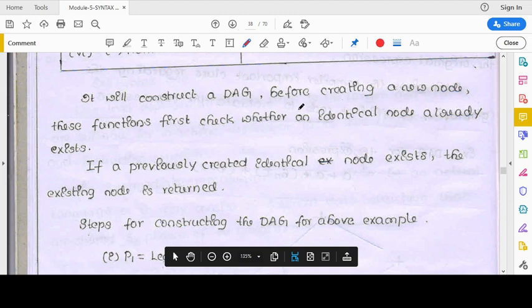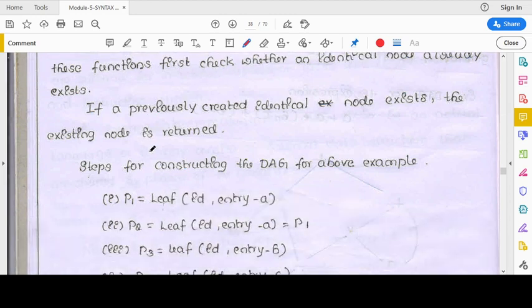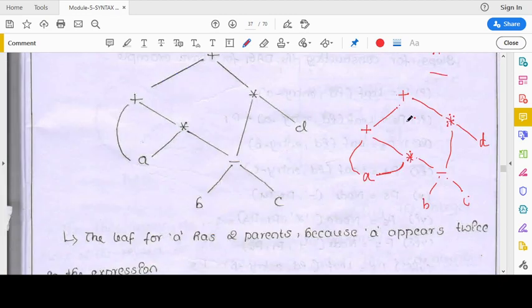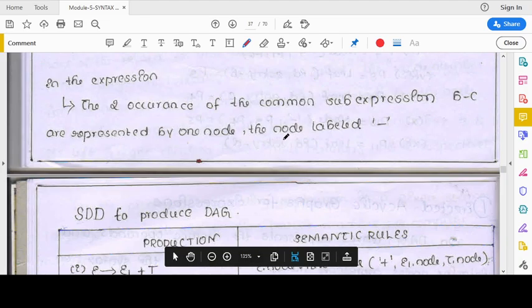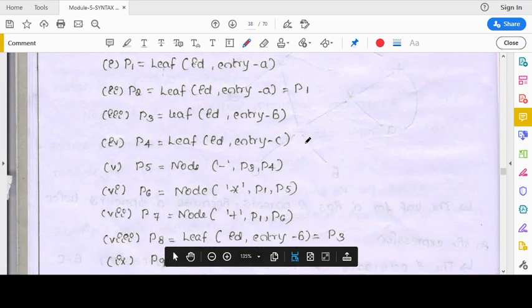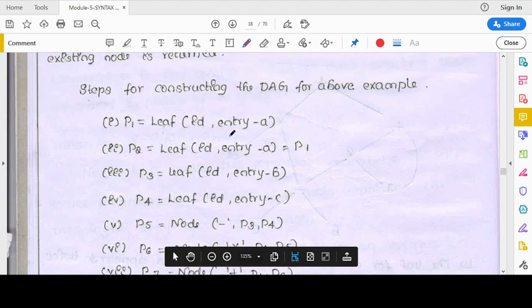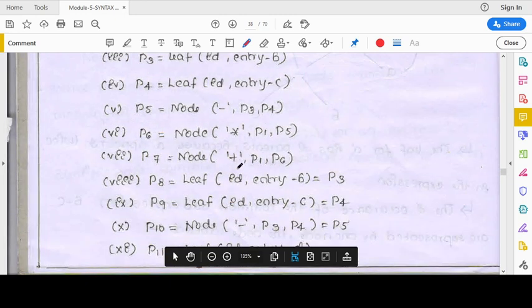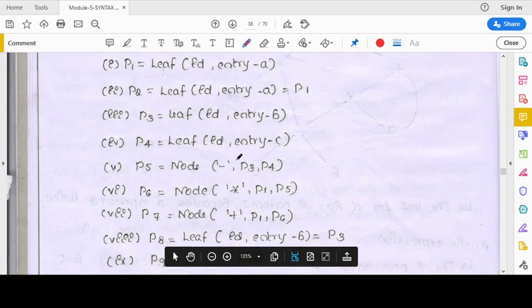It will construct a DAG before creating a new node. These functions first check whatever is given, this is the case, or this is how the procedure looks, how the value will be pushed towards the top, right? So initially we started with the leaf and we move towards the node, right? Let me draw the case here or the DAG and we'll try to understand.